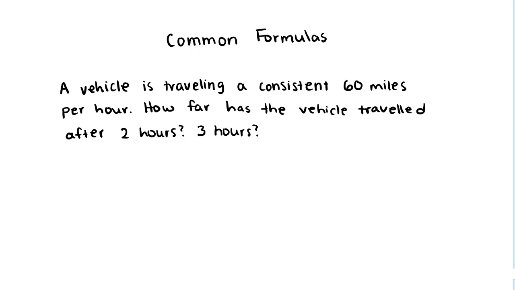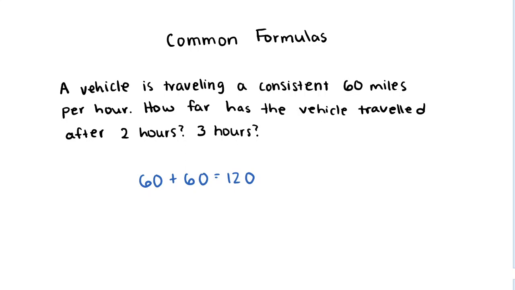So here we have the statement that says a vehicle is traveling at a consistent 60 miles per hour. And we're asked how far this vehicle has traveled after 2 hours and after 3 hours. Well here, if we have a vehicle that's traveling 60 miles per hour and we let it travel for 2 hours, that first hour it's going to travel 60 miles. And then that second hour it's going to travel another 60 miles. And so there will be a total of 120 miles traveled, right?